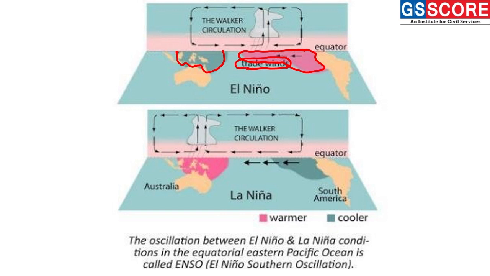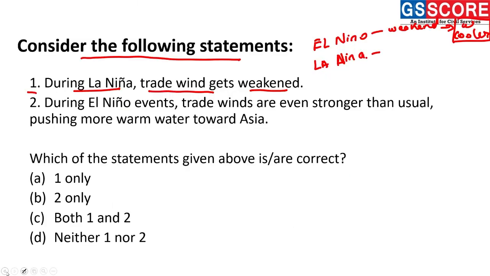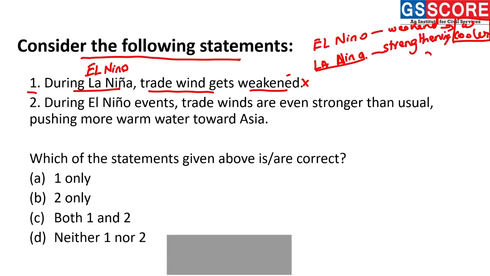Now this is a natural phenomenon which is happening almost in a cycle. Sometimes there is El Nino, sometimes there is La Nina, and sometimes there is a neutral phase. So I can say that this statement here is incorrect, because it is during the El Nino that the trade winds are getting weakened, and during La Nina there is strengthening. There is strengthening of the trade winds.